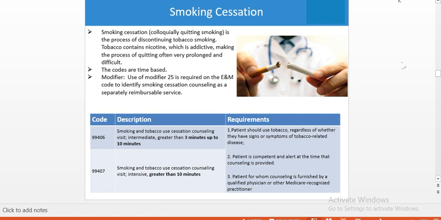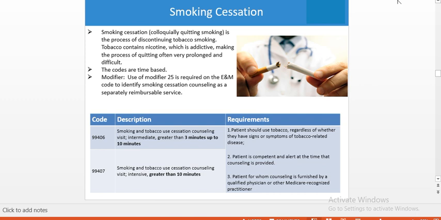So overall, if it is 1 to 2 minutes, we will not code anything; directly we will code the ED visit. If it is 3 to 10 minutes, we will code 99406. If it is more than 10 minutes, we will code 99407. So if the physician counsels the patient, we need to add the 25 modifier to the E&M code only if it is more than 3 minutes. If it is less than 3 minutes, we need not code the 25 modifier and the smoking cessation codes.